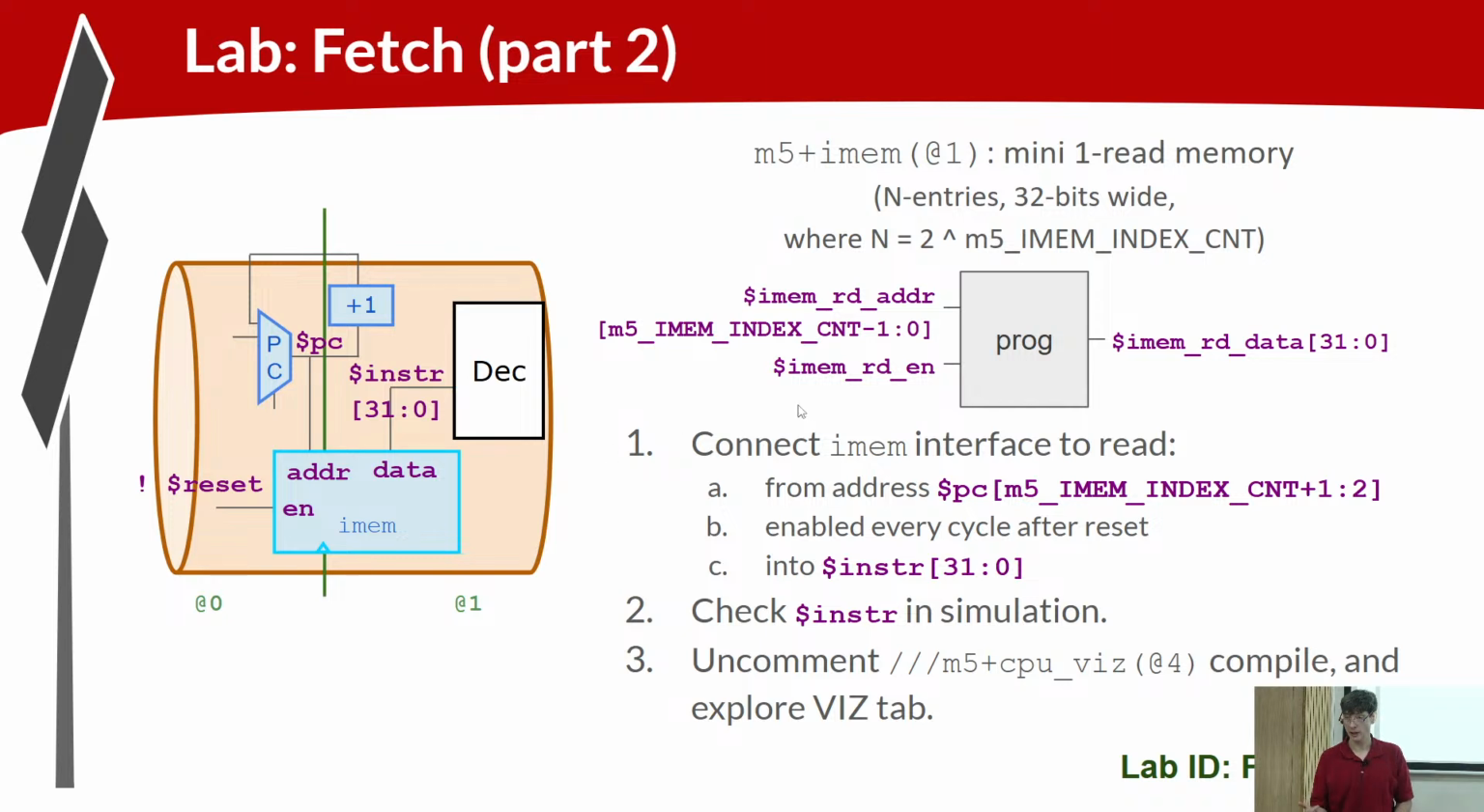The PC is a byte address, so the lower 2 bits of that byte address had better be 0. We're just going to assume they are and ignore them, and we'll connect up the instruction memory so that the read address is hooked up to the program counter bits down to 2. As I said, the instruction memory is going to be sized appropriately for the program, so we need to parameterize its size. We have this constant, which is referred to as M5_IMEM_INDEX_COUNT, that's going to tell us how many bits we need to index into the structure.